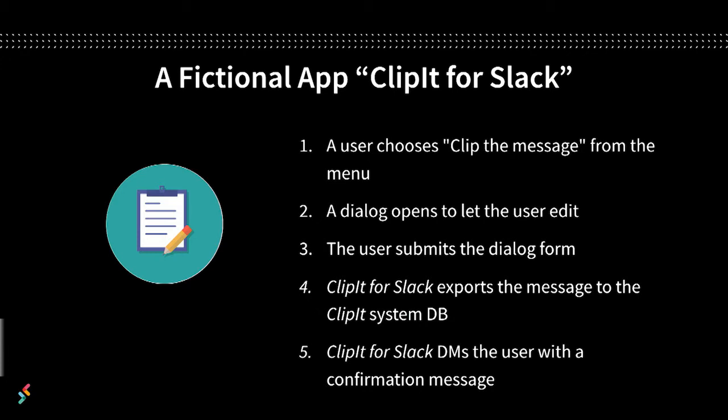So how it works is, first the user chooses to clip the message from the action menu, and then a dialog box pops open so your user can maybe edit before submitting. And the user submits the dialog form, and Cliplt for Slack exports the message to the Cliplt system DB. And then maybe you will sync with your Cliplt app. And finally, Cliplt for Slack sends a DM to the user to confirm it's done. So this is kind of like a note-taking app, or just an app that copy-pastes a message and stores it somewhere.